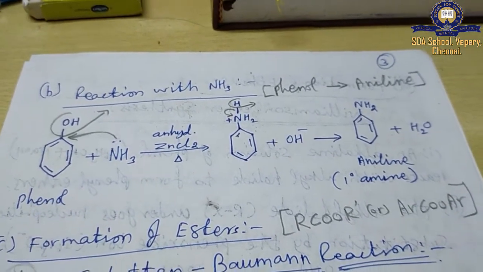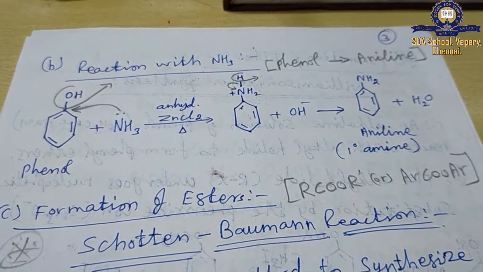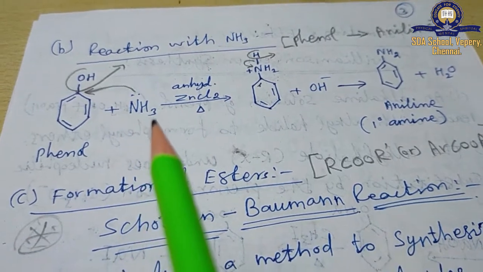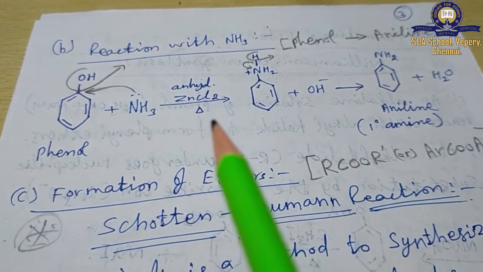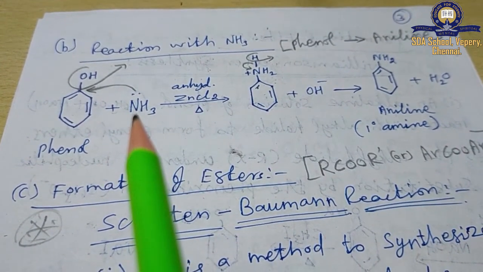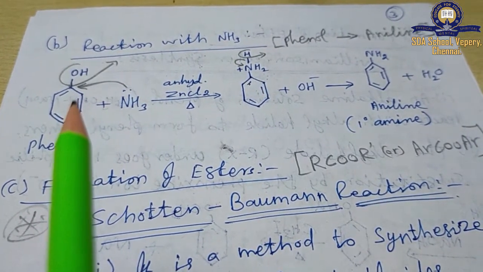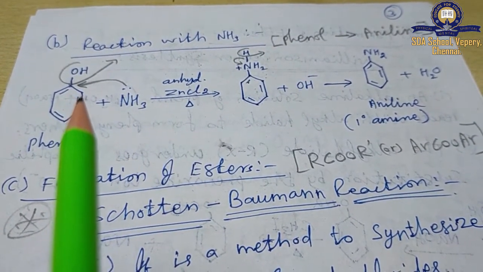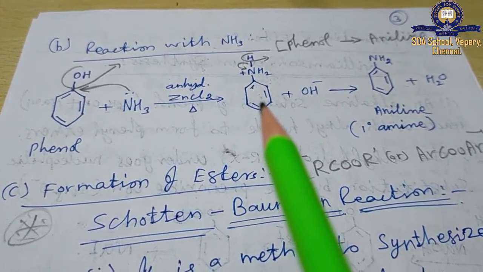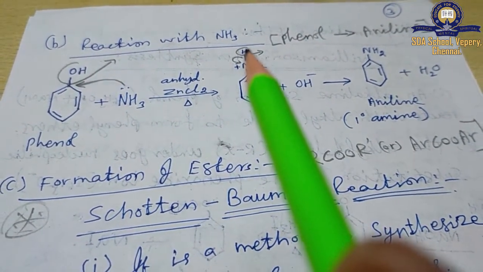The next reaction is phenol with ammonia, that is, conversion of phenol to aniline. Here phenol is allowed to react with ammonia in the presence of anhydrous zinc chloride. The lone pair of electrons on the nitrogen atom attacks the carbon bearing the OH group. Then the OH group is eliminated. That means the OH group is replaced by ammonia on the benzene ring. It is shown here as NH2 and one nitrogen separately.